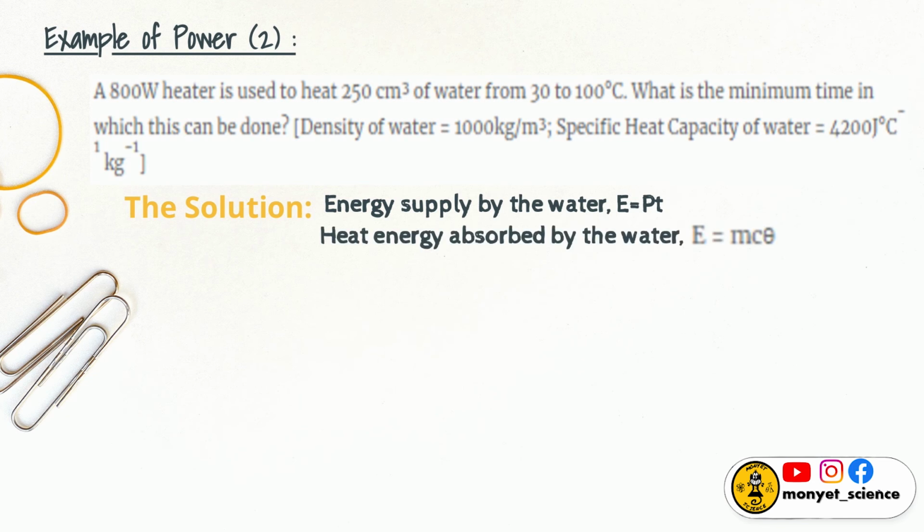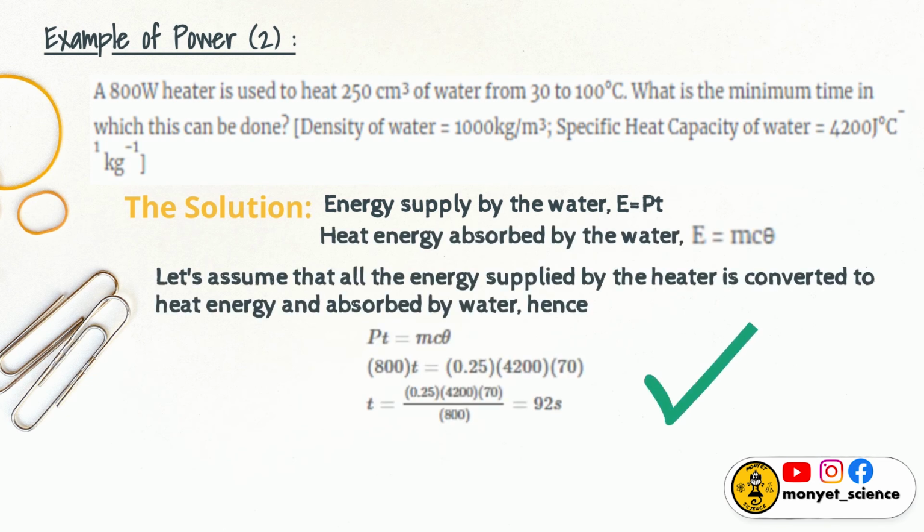To find the energy supplied by the heater, we can use the equation E is equal to PT. To find the heat energy absorbed by the water, we can use the equation E is equal to mc theta. Let's assume that all the energy supplied by the heater is converted to heat energy and absorbed by the water. Hence, PT is equal to mc theta. Solving for t, we should get 92 seconds.